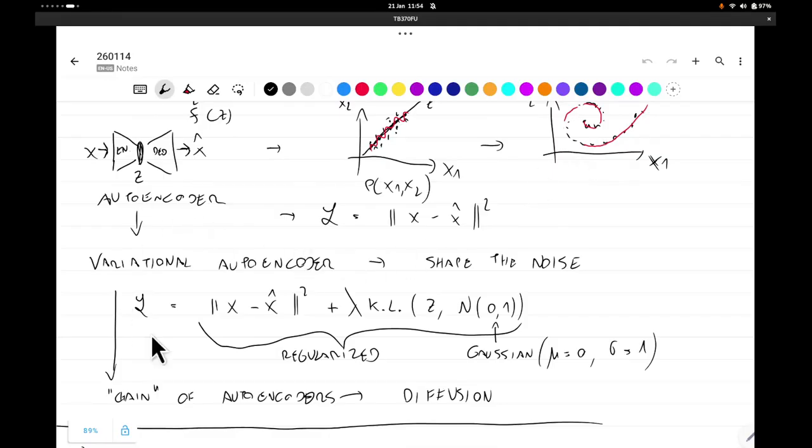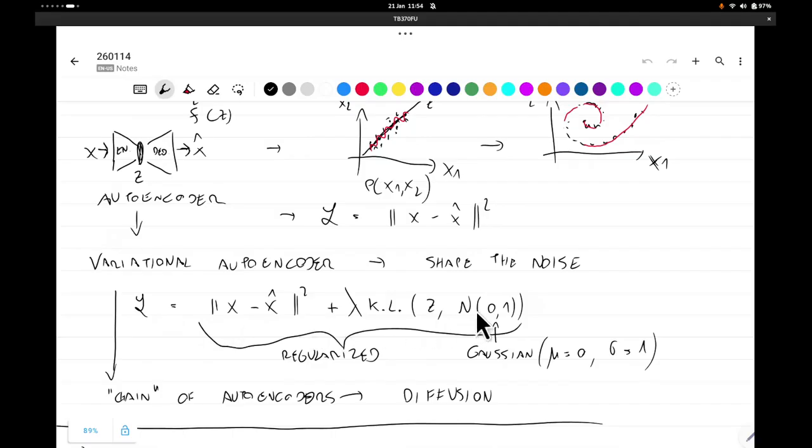So the idea is to impose a specific shape of the distribution on the latent space. For many reasons, the typical choice is a Gaussian. It's a normal distribution, so Gaussian with the average equal to 0 and standard deviation equal to 1.